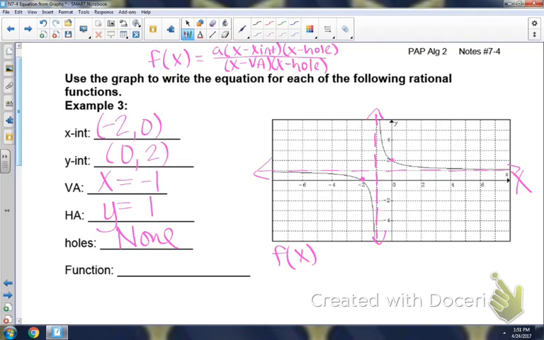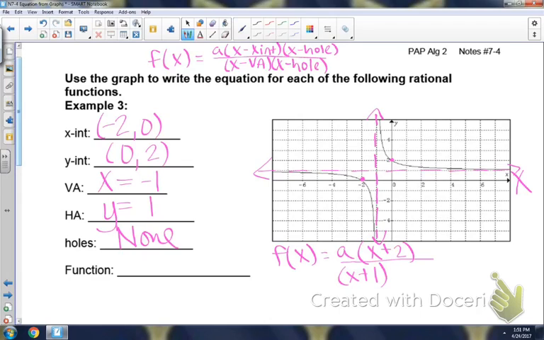Alright, so we have f of x equals a. x minus our x-intercept, which is a negative 2, so that would end up being x plus 2. And then x minus your hole. We don't have a hole, so we shouldn't have another factor on top. On bottom, we have x minus your vertical asymptote, which is negative 1, so that would make it plus 1. And then again, we don't have a hole.